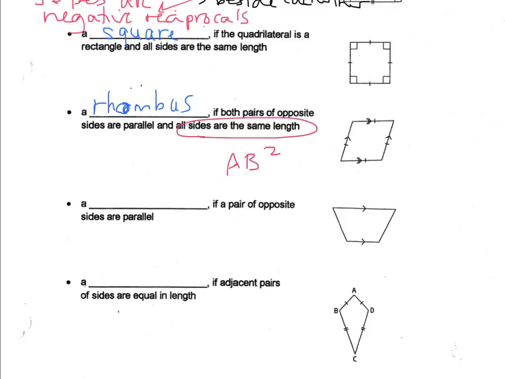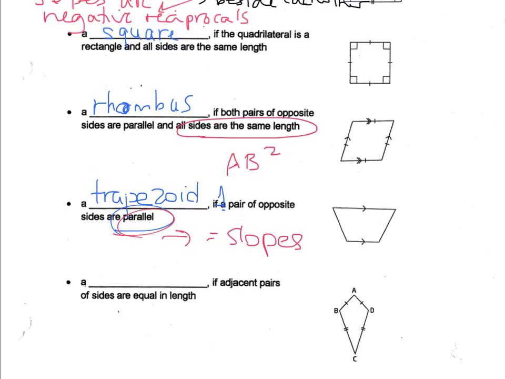A trapezoid is a four-sided shape where there's one pair of opposite sides that is parallel. So there's one pair of opposite sides that are parallel. Again, parallel sides mean equal slopes. That's the way that you would calculate those slopes to see that the two sides are parallel and to see that it is in fact a trapezoid.